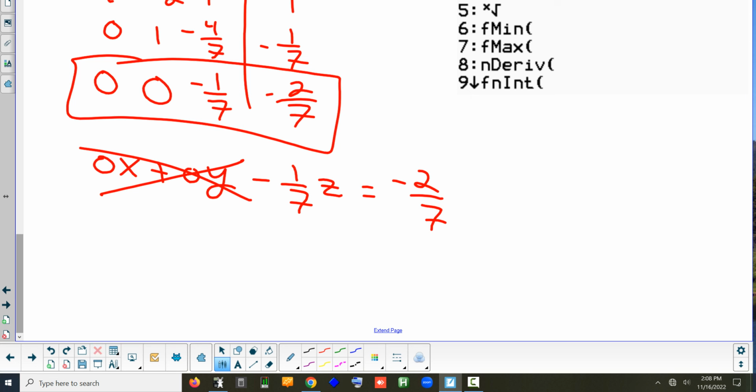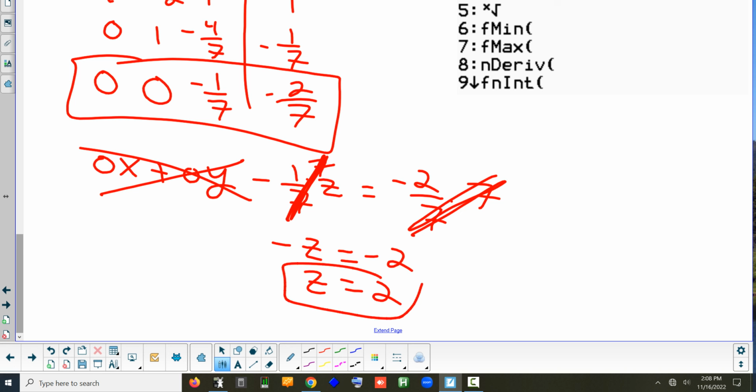What could we multiply both sides by to get rid of that 7? Yeah, we could multiply both sides by 7 times 7. That cancels those 7s. And that cancels those 7s. Negative z equals negative 2. So what's z? 2. There we go. Z equals 2.